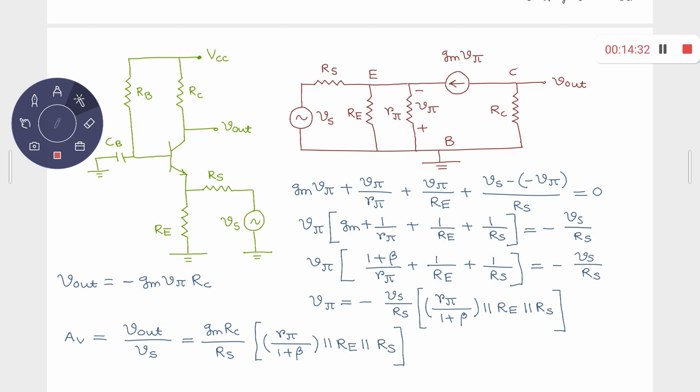Let's take some numerical values. Typical Rs is small, 50 ohms for example. And Re is typically in the range of a few kilo ohms, say 1 kilo ohm, 2 kilo ohms, or hundreds of ohms. Rpi upon 1 plus beta is in the range of a few tens of ohms. For example, your beta is equal to 100, rpi is equal to 5 kilo ohms. So what is rpi by 1 plus beta? 5000 by 100, that means 50, close to that. So if I consider this parallel combination, once again it is in the vicinity of Rs. If you take the ratio, if gm Rc is 100, you can argue it might be like 80 or something like that.